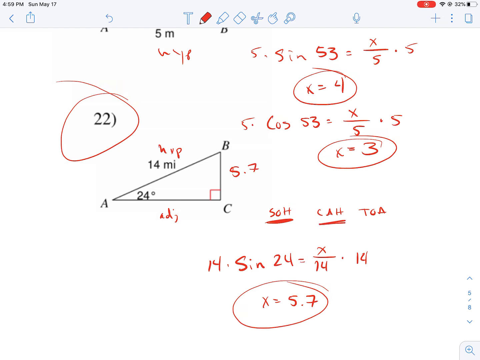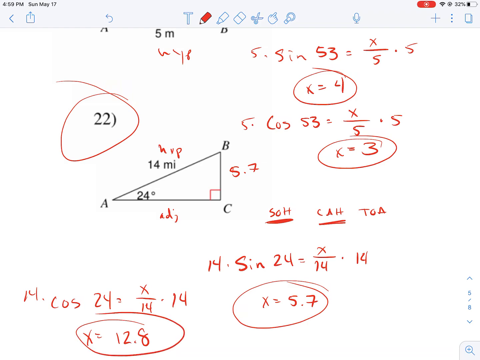Now we're going to use our cosine because that involves adjacent and hypotenuse. So I'm going to go cosine of 24 is equal to x divided by 14. Again, same process. Multiply both sides by 14. So you get x is equal to the cosine of 24 times 14, and you get 12.8. Okay? So that's 22. So let me put that in there. Whoops, wrong spot. It's 12.8.